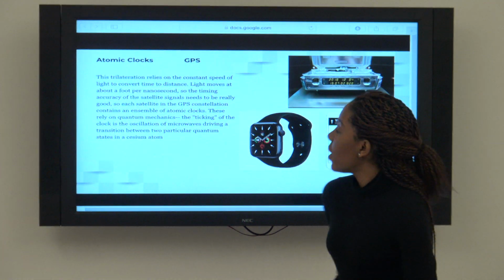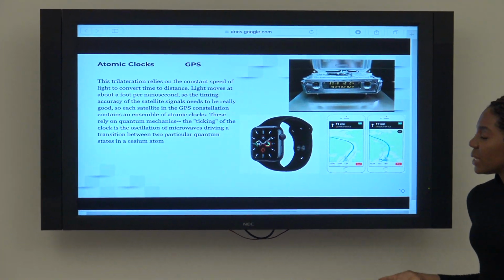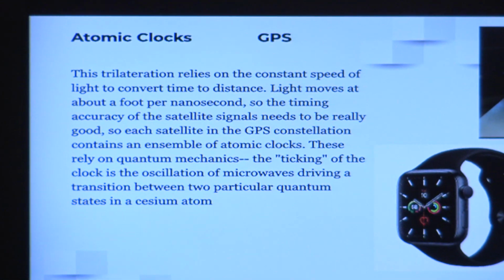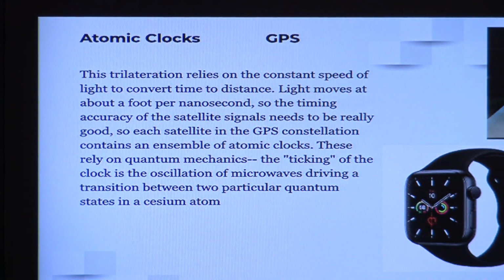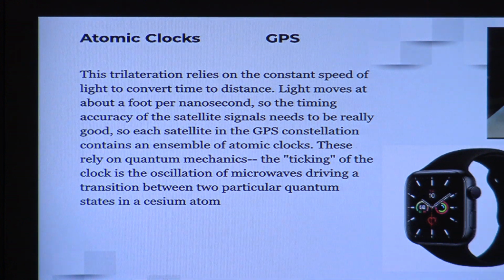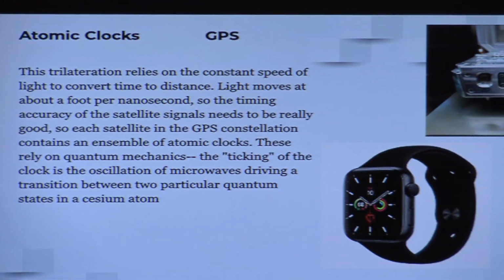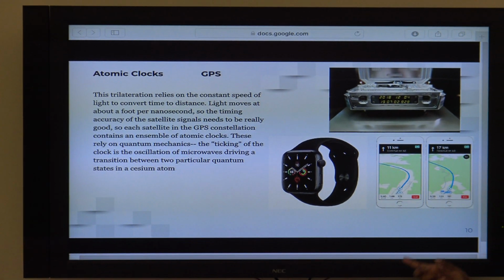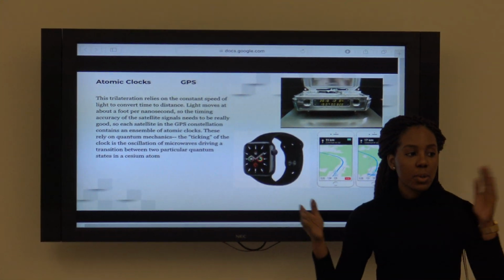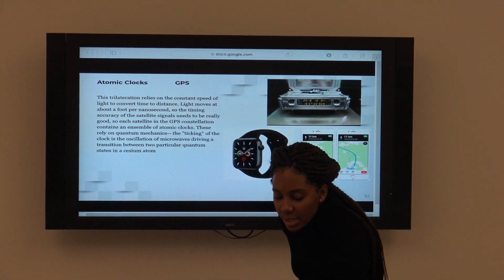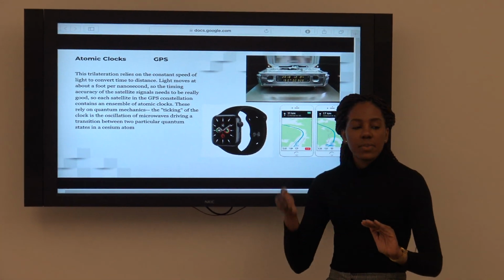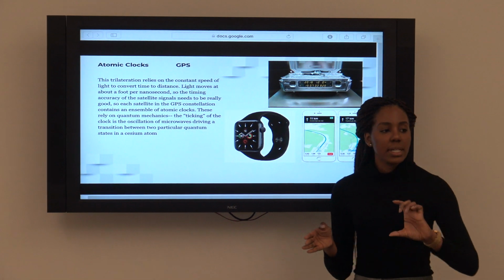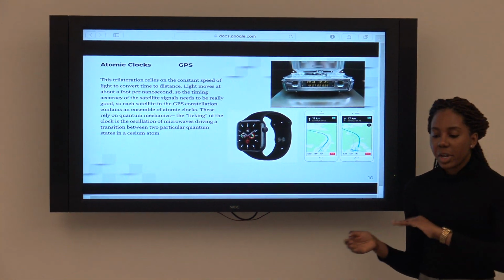Okay, so atomic clocks and the GPS system. One of the most common uses of our phones is trying to figure out where we need to go, navigation systems. So basically, the GPS uses quantum mechanics, and the receiver picks up the signal from multiple atomic clocks at the same time to determine your distance from those satellites. The mechanism relies on the constant speed of light to convert time to distance. Light moves at about a foot per nanosecond, so it's very important that the timing of the satellite is very, very precise.